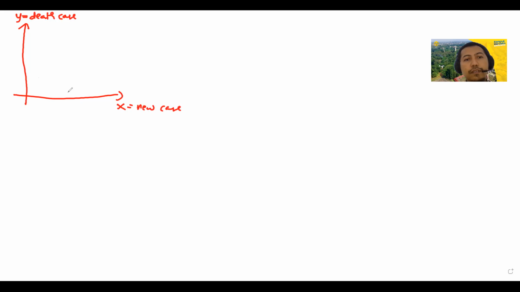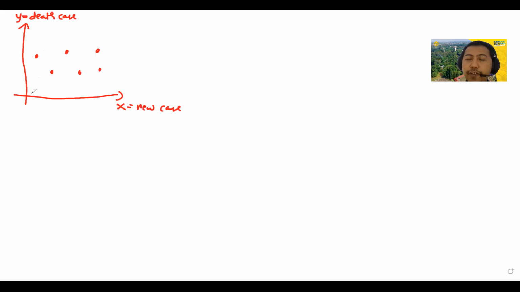Given the data, for example, you already draw it. Something like this, maybe this is y, this is x. From the example, the x is new cases, and the y is death cases. And then we want to know how the new cases and death cases are correlated, and how we can predict the death cases in the future by knowing the new cases.